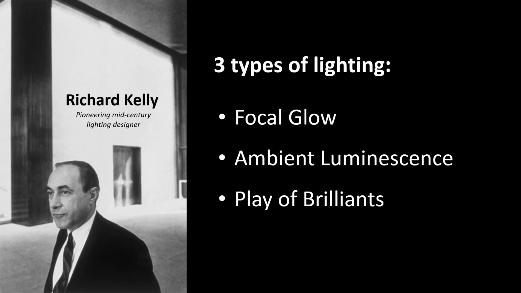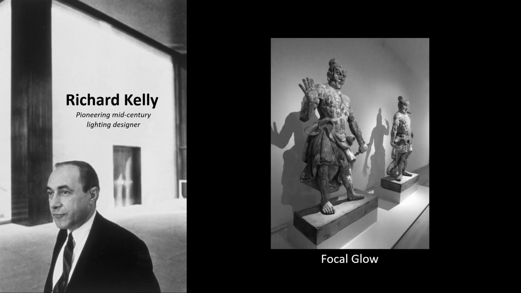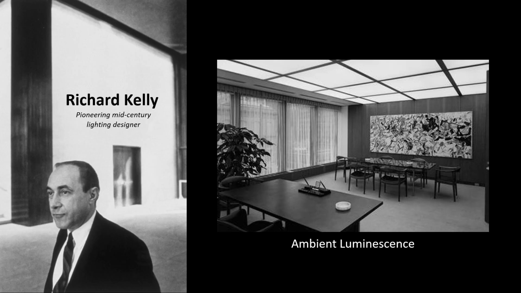Focal glow is generally the most common type of lighting in modern architecture, where you have an object that is either highlighted in light or the object itself is glowing, such as a decorative pendant or chandelier. Ambient luminescence is the light that surrounds us. It's the soft, volumetric light that fills spaces, whether that's generated from glowing surfaces, such as large windows, or indirect illumination, such as wall washing or ceiling uplighting.